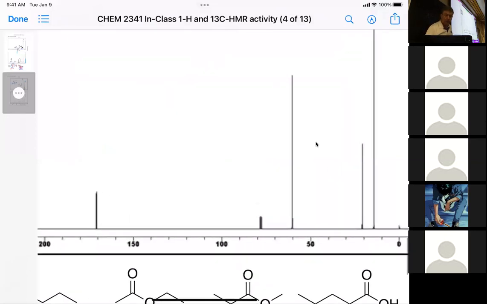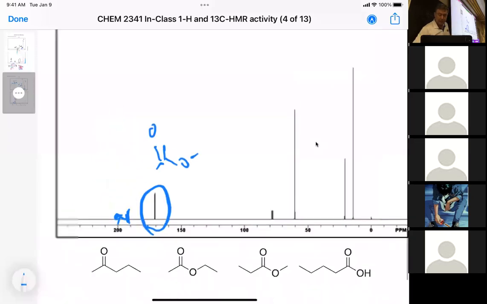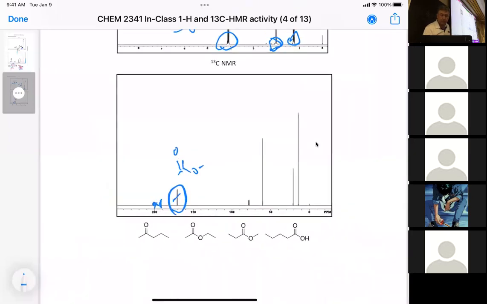Okay, so we have a peak way up here, but it's not above 185. So that means we have a carbonyl with an oxygen on it here. And we have 1, 2, 3, 4 peaks. So let's see. Can it be this one right here? Can it be the carboxylic acid?